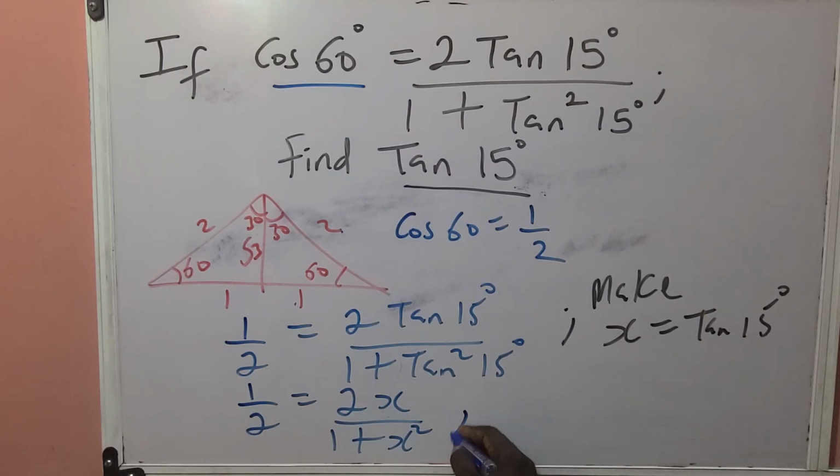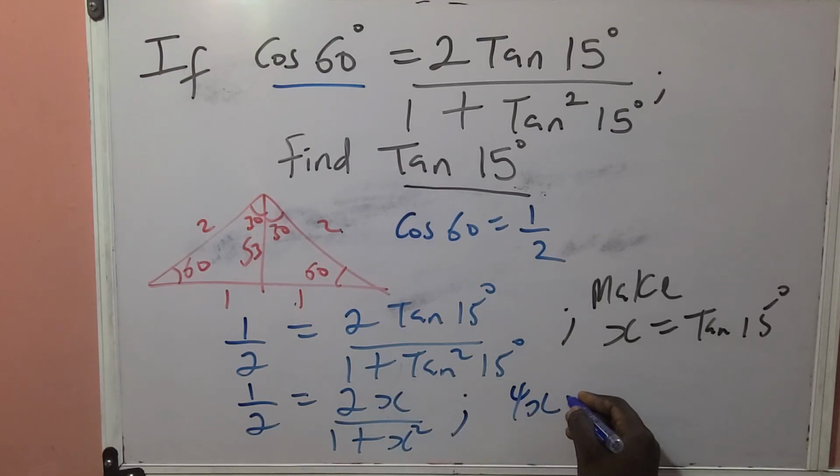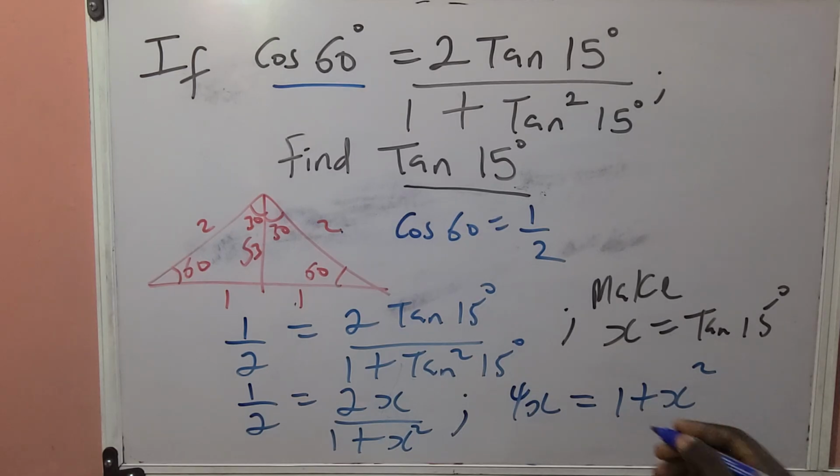Let's see what to do next. Let's cross multiply, so we have 4x, that's 2 times 2x, equals 1 times 1 plus x squared. So we can have our quadratic equation as x squared minus 4x plus 1 equals 0. I'm sure you can all relate to what we're doing. All we did was cross everything over to one side, and we have this particular solution.